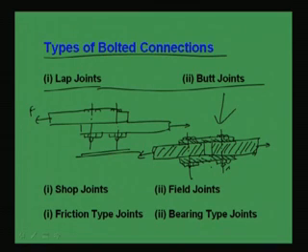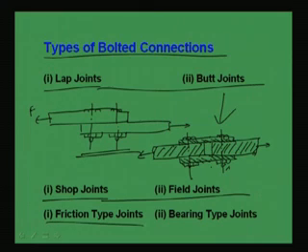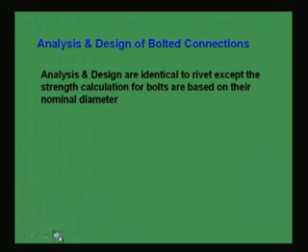Another type of bolt connection can be classified through whether it is shop joint or field joint. Another is, from the analysis we will see again, that friction type joint or bearing type joint. If it is bearing type joint, then calculation will be accordingly. If it is friction type of joint, then its calculation will be accordingly, because the way of action of the bolt will be different. Now, let us go to the analysis and design of bolted connections.